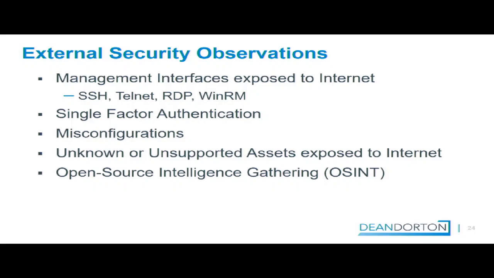We also see unknown or unsupported assets exposed to the internet. So there's either systems that were set up by a vendor, or maybe have a core operating system that's no longer supported by the vendor, that's end of life, being exposed to the internet. We also find things in GitHub repositories, things on websites that are useful for staging an attack when we perform open source intelligence gathering.